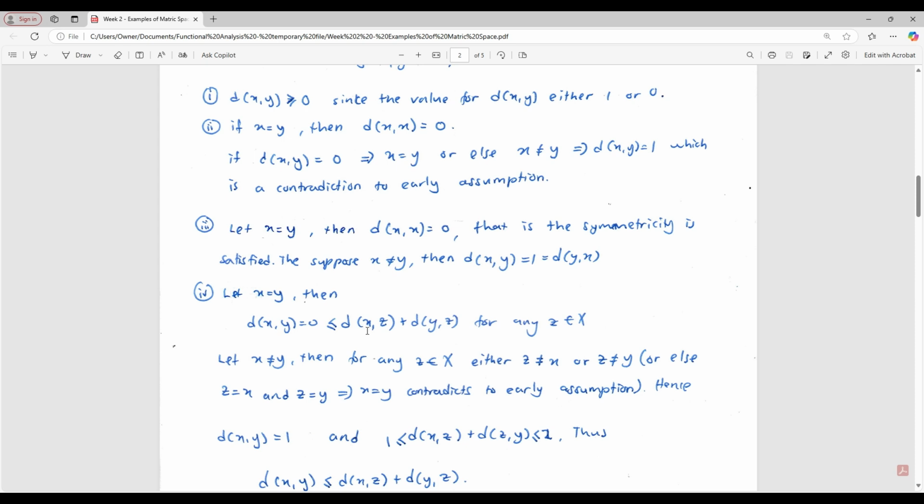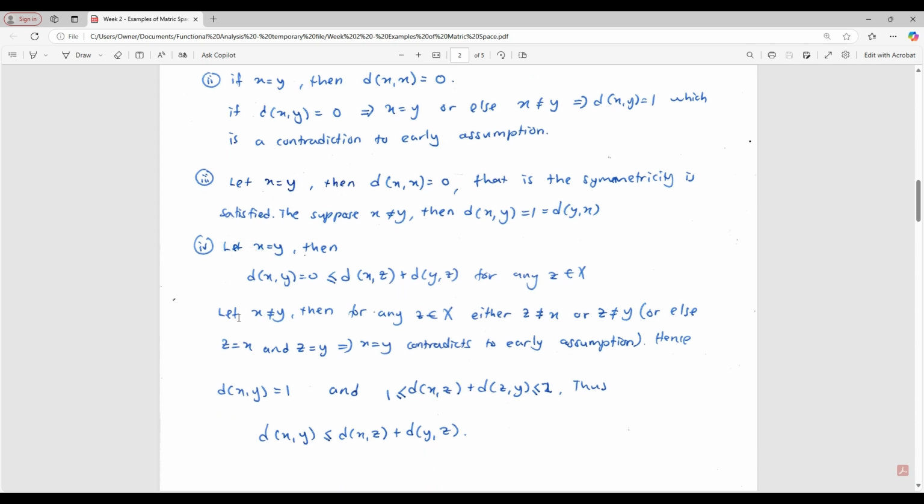So this is only the case, but the inequality is still true. And the maximum it can happen is when x does not equal z and y does not equal z. Then we are going to get d of xz equal to 1, d of yz equal to 1, which is still true. 2 is more than 0.